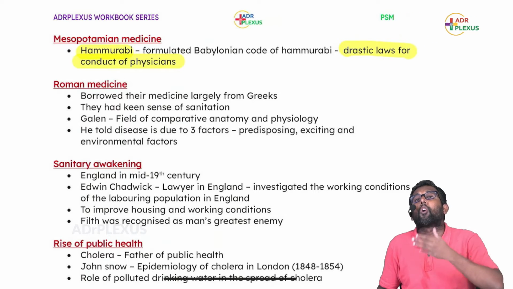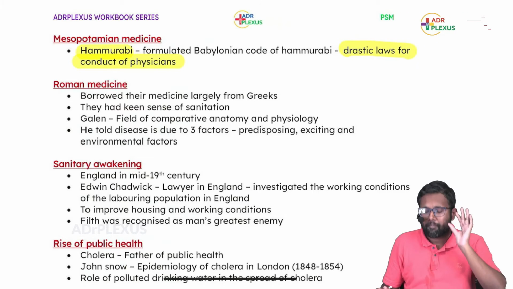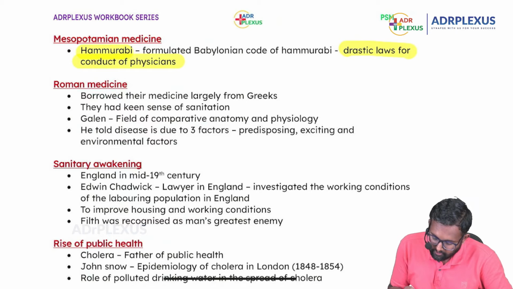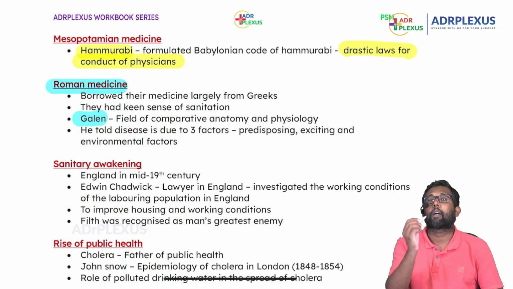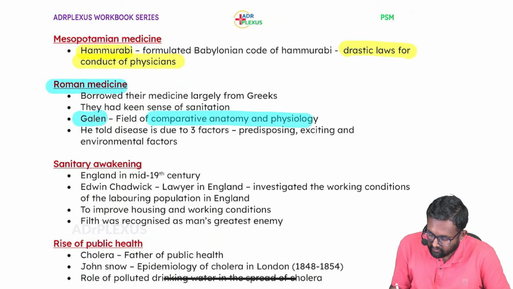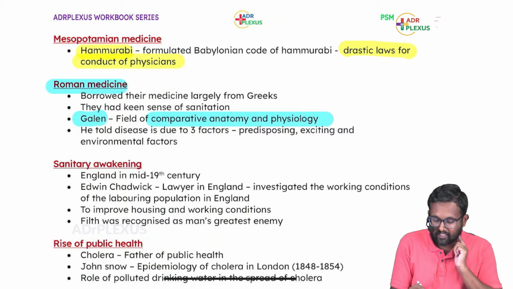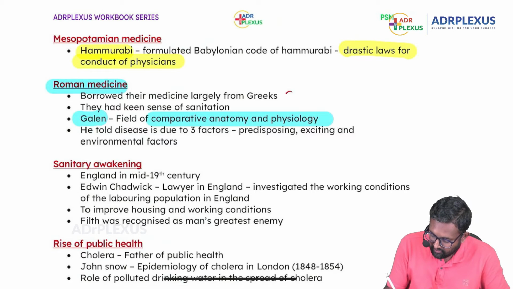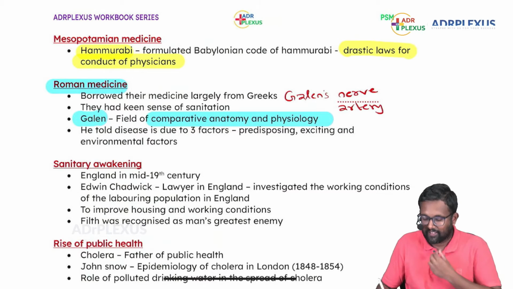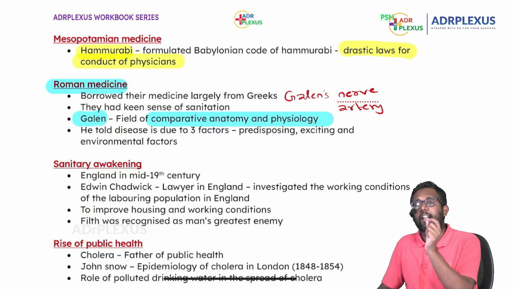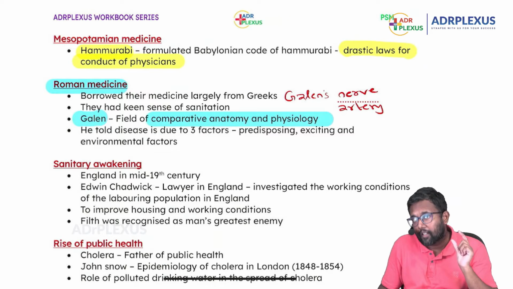Next we come into Roman medicine. In Roman medicine, the main thing is only about one person. He is called Galen. Galen is famous for comparative anatomy and physiology. You would have heard about Galen's nerve, Galen's artery. In the name of Galen, there are many nerves and arteries. So this Galen is mainly famous in Roman medicine.